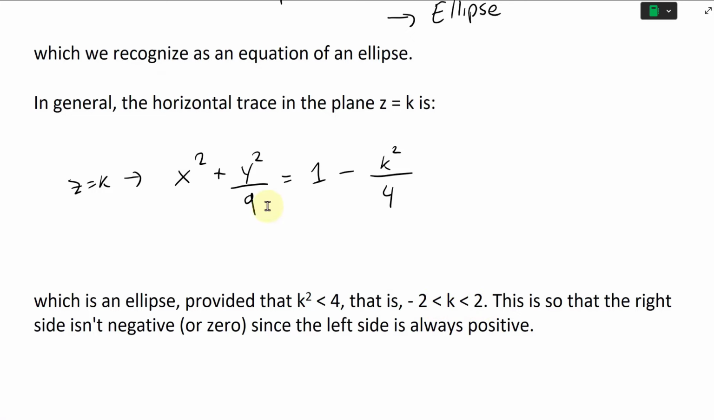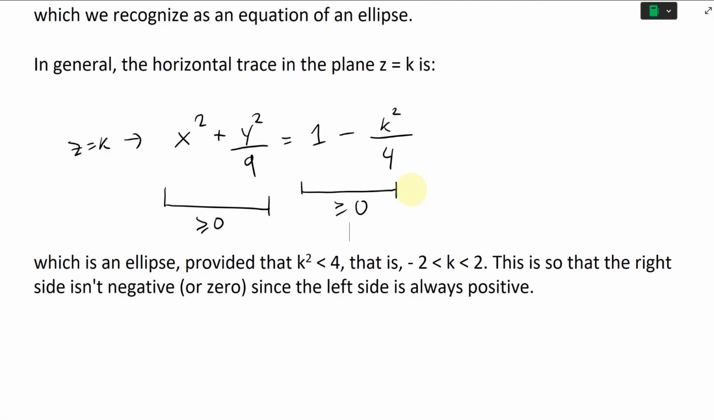This is so that the right side isn't negative or 0, since the left side is always positive. Because you have an x squared, whatever you have in there is going to be a positive number, and y squared is going to be a positive number. So this is going to be greater than or equal to 0, and this part right here we need also to be greater than 0. So k squared has to be less than 4, so that this value is going to be less than 1. And then 1 minus a number smaller than 1 is going to be positive.